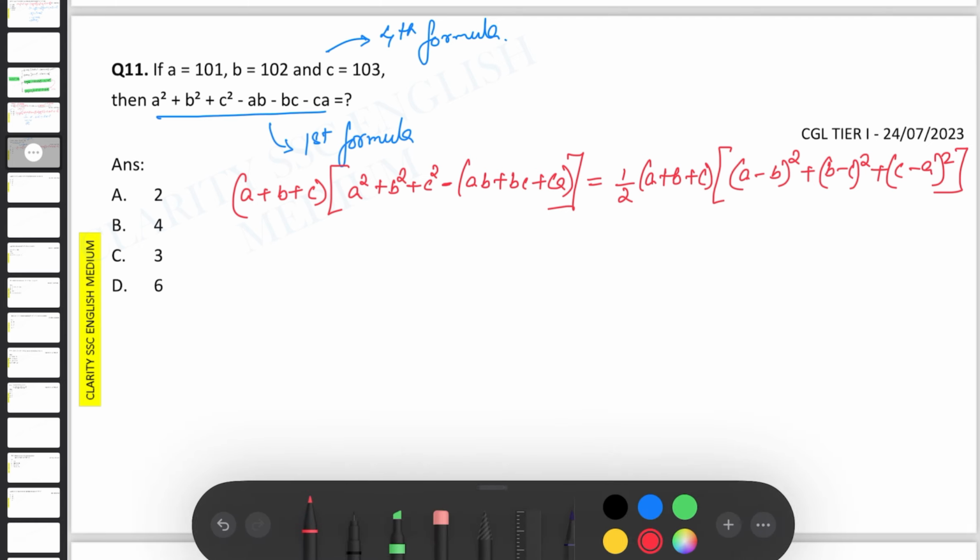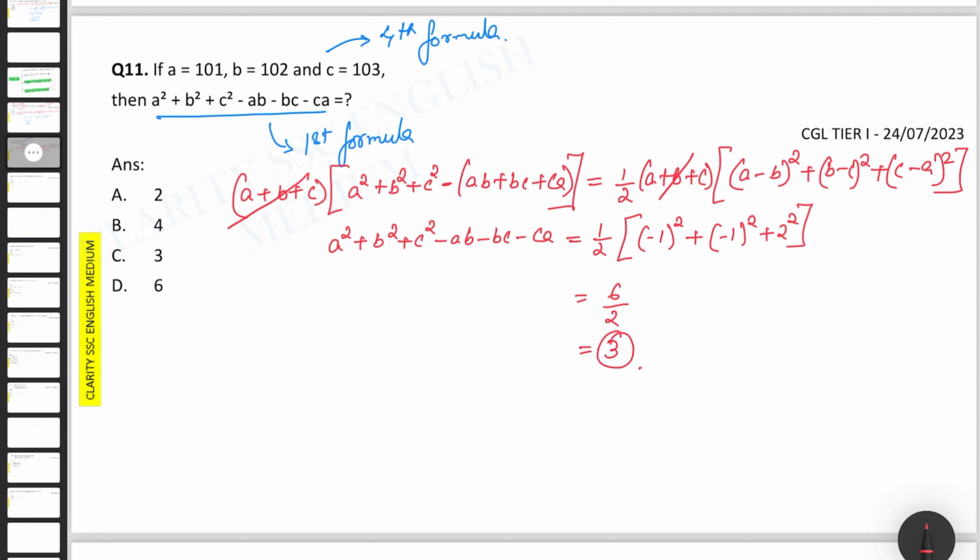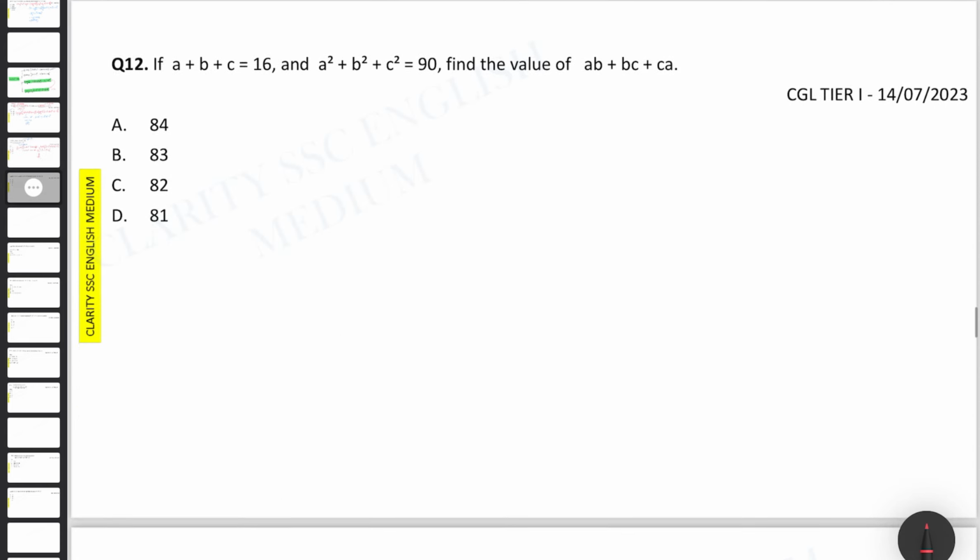I can cancel this a plus b plus c. So a square plus b square plus c square minus ab minus bc minus ca is equal to 1 by 2 into a minus b whole square, which is nothing but minus 1 whole square, b minus c, again minus 1 whole square, plus 2 square. So 6 by 2, it's 3. 3 is the correct answer. Option number C, 3 is the correct answer. Let's move on to the next question.